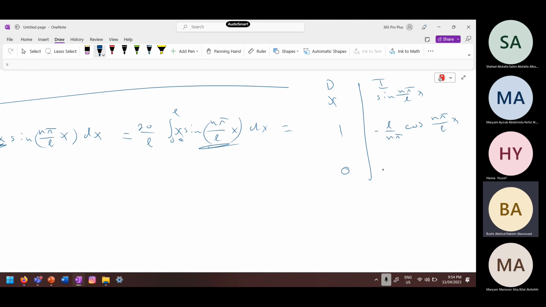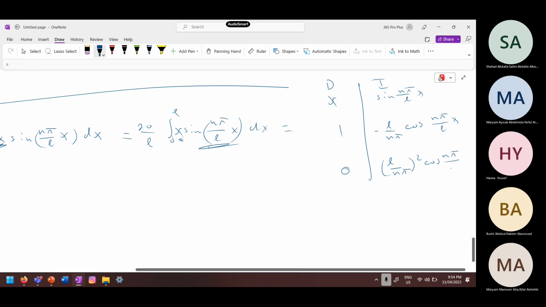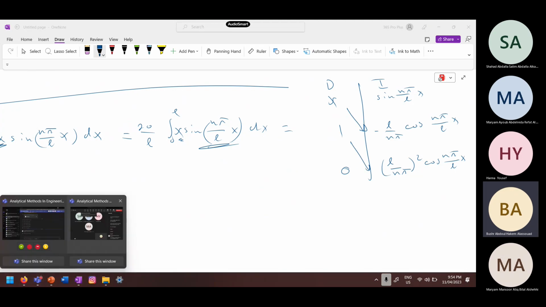Correct? Can someone review this for me because I suck at this. So L over n pi squared cosine n pi over L x. Can someone check this for me? Is my integration correct? I got a bit lost.